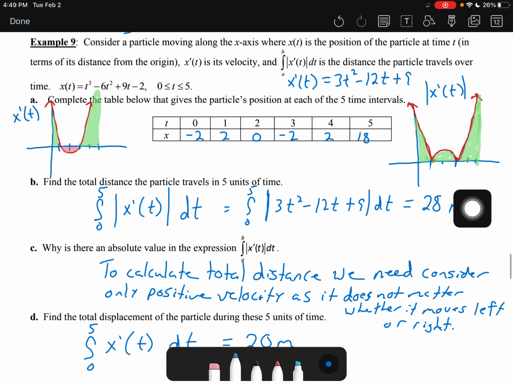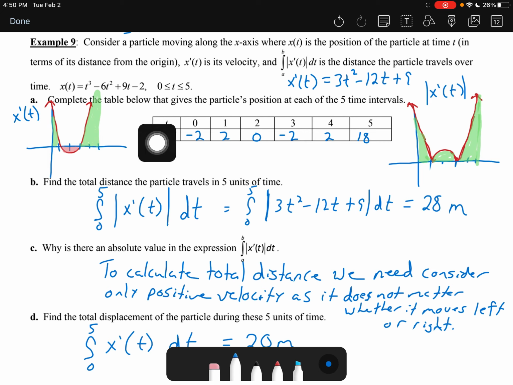So let me elaborate on this just a little more. Right now this is a position function. We can easily find the velocity function by taking its derivative. If I take the derivative of this, I've got 3t squared minus 12t plus 9. Simple derivative there. So there's a position function, here's a velocity function. And it says complete the table that gives the particle's position at every time interval, so I just filled those in.